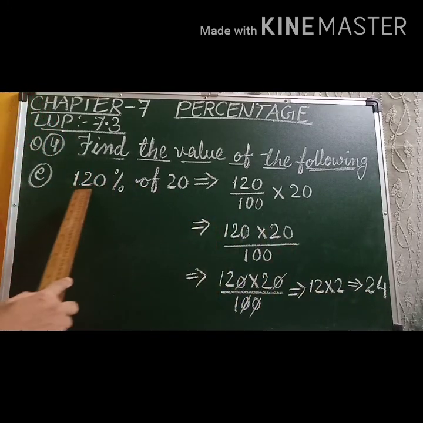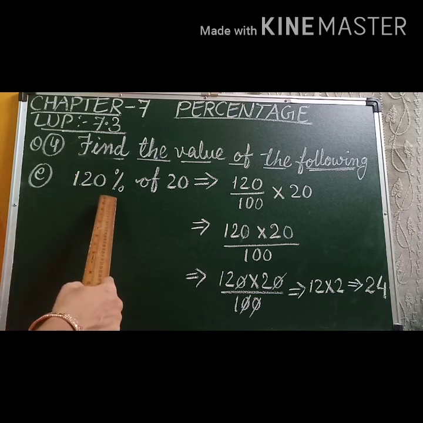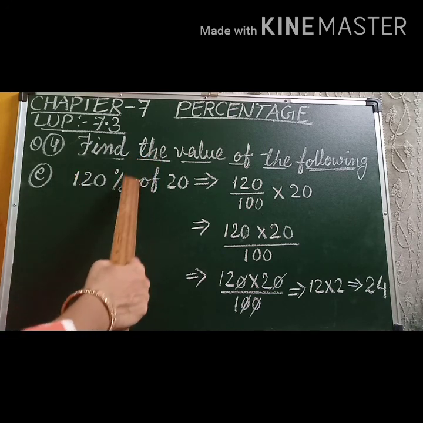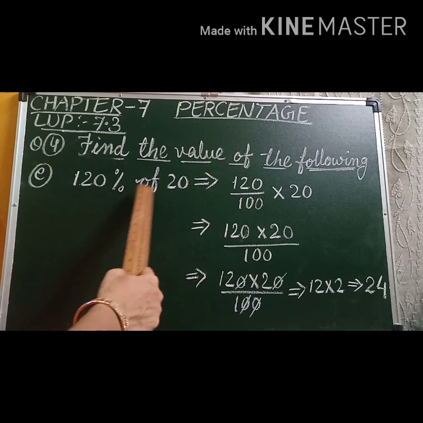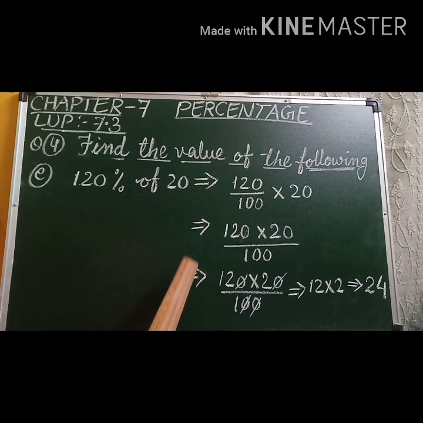So we have to keep in mind that we have to first convert this percentage sign into a fraction and we have to put the sign of "of" means multiplication and then we have to solve the terms. So this way we can find the value of the given terms.